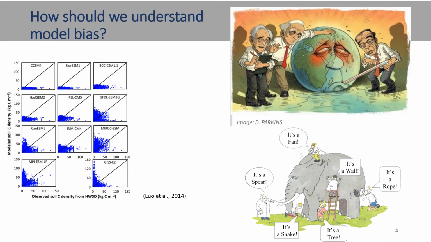This picture is the story of the blind men touching an elephant. Someone says it's a snake when he touches the elephant's nose. Someone says it's a tree when he touches the elephant's legs. If they talk to each other, they probably can assemble the elephant together.